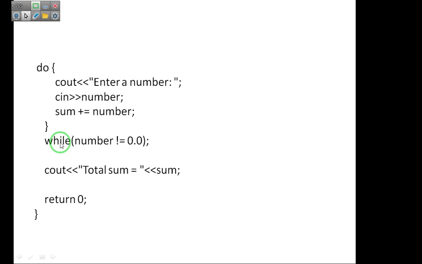Here we have a do and here we have a statement. After that we have a while condition that checks if number is not equal to 0, then our total sum is equal to whatever will be in the sum variable, and return 0. So that is how our code works. It is a very simple program, not difficult. You will see in the program how it works.